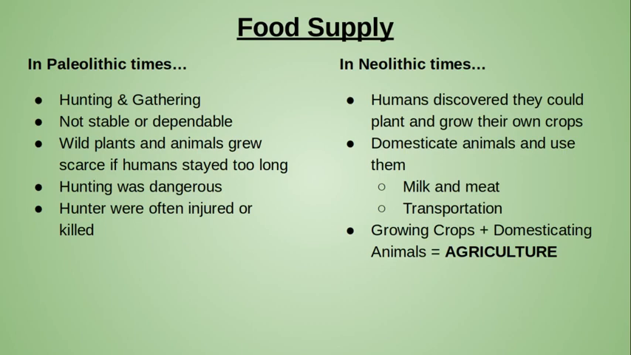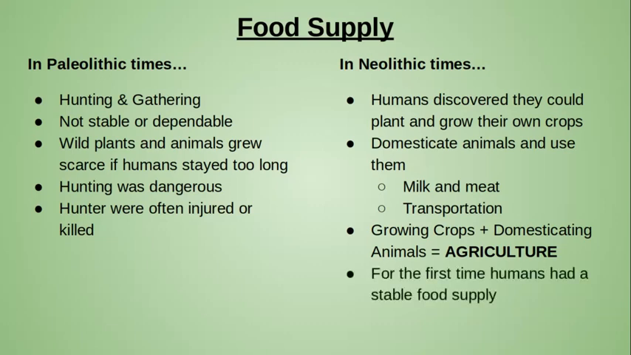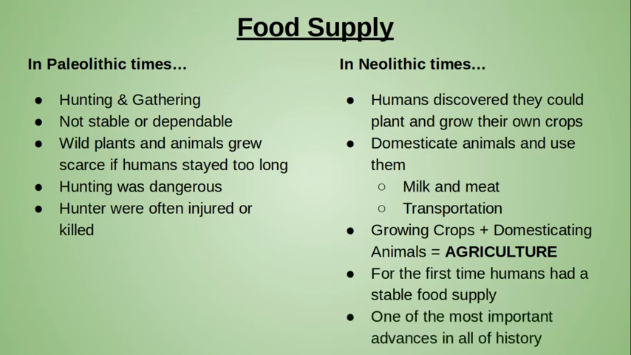Very important word here, and we're going to talk more about this. Growing crops, so farming, and domesticating animals, using animals for your own use, is a big word called agriculture. That really is what we're seeing here. When humans learn how to do these two things, grow crops and domesticate animals, we are participating in the agricultural revolution. That's what that is. And so for the first time, humans have a stable food supply, and that is huge. This is one of the most important advances in all of human history.